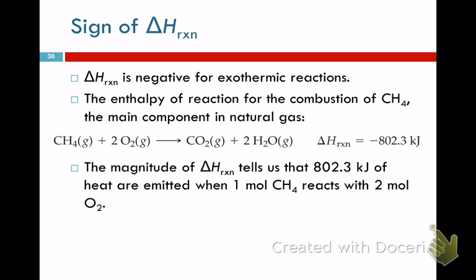Okay, so here's a reaction. It's the burning of methane. I'm going to finish with this slide, and then we're going to take a break, and I'm going to just talk a little bit about light and energy, and then we'll be done, okay? That's the next chapter.